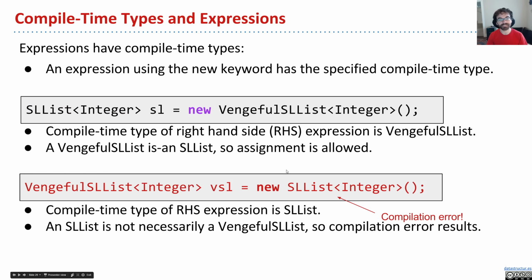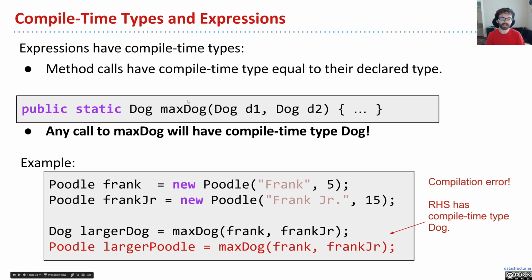So when you add numbers, that's an expression. When you do new, that's an expression. And maybe one of the most interesting things is a method call. Anytime we call a method, say maxdog, maybe this example is a good place to start. I have two poodles, Frank and Frank Jr. And I say dog larger dog equals maxdog, Frank Jr. So the question is, what is the compile time type, aka the static type of the maxdog call?